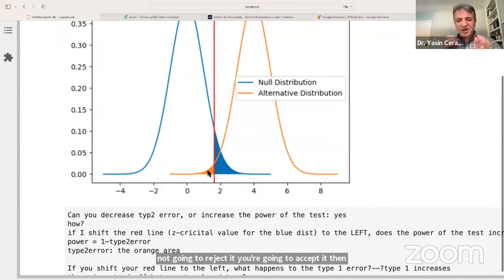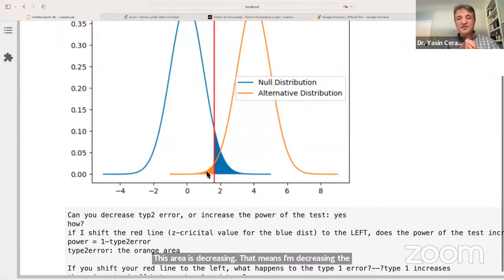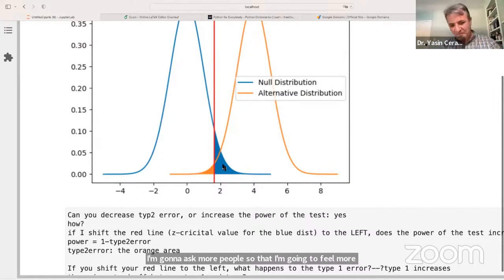Again, when I decrease beta, this area is decreasing. That means I'm decreasing the probability that I'm going to have a type 2 error. So what is the cost for that? What is the cost that I'm going to increase my confidence, reduce my error probability? I'm going to have more samples in my data set. That means I'm going to collect more data. I'm going to ask more people so that I'm going to feel more comfortable. So reducing type 1 and type 2 error requires more subjects in your test. Okay, that is the intuition for why when you decrease alpha, when you decrease beta, your n is increasing.